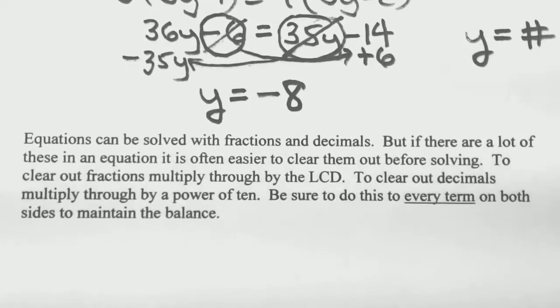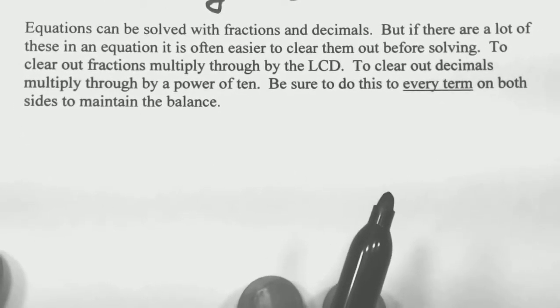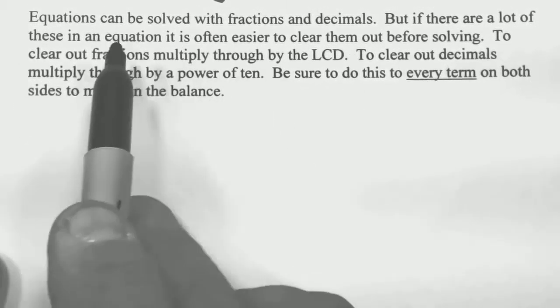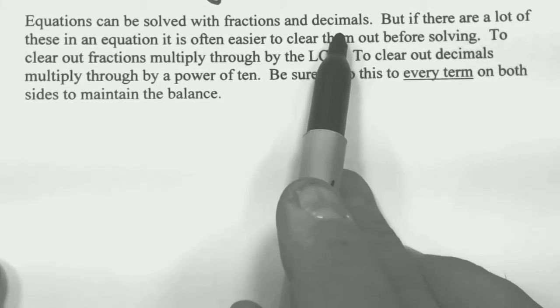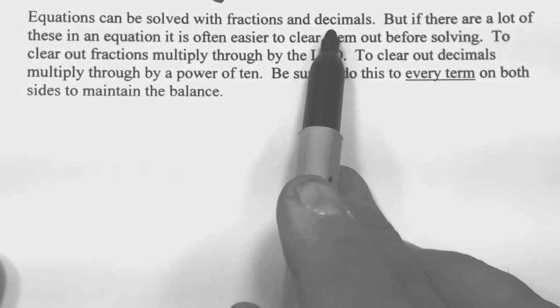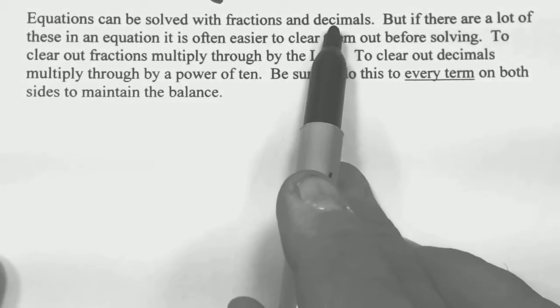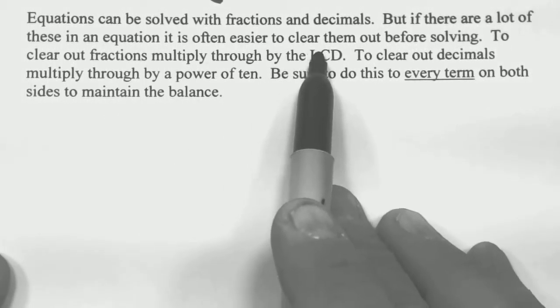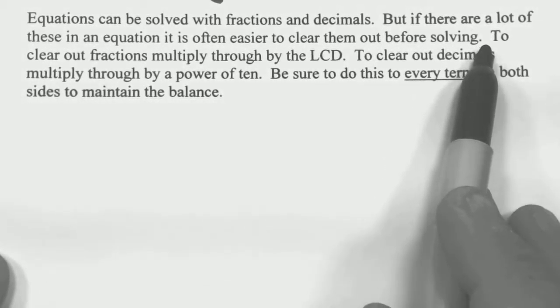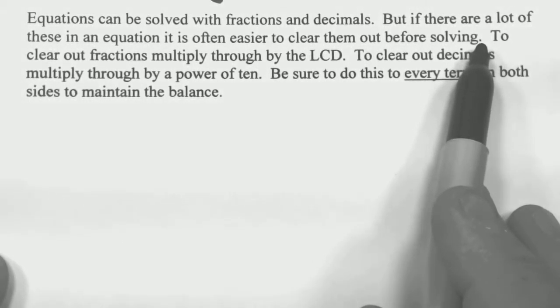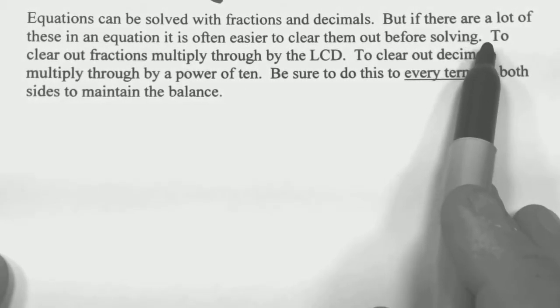Well, okay, here's another problem we run into in working with equations. We can solve equations that have fractions and decimals in them, but the problem is that those fractions and decimals, if there's a lot of them, get to be kind of cumbersome to handle. So if there are a lot, it is often easier to clear them out before you start solving. And we'll run into problems where that's a good idea. If you only have 1 or 2 fractions or decimals, you can often keep them and work it. But if you have enough of them, it's worth clearing them out.